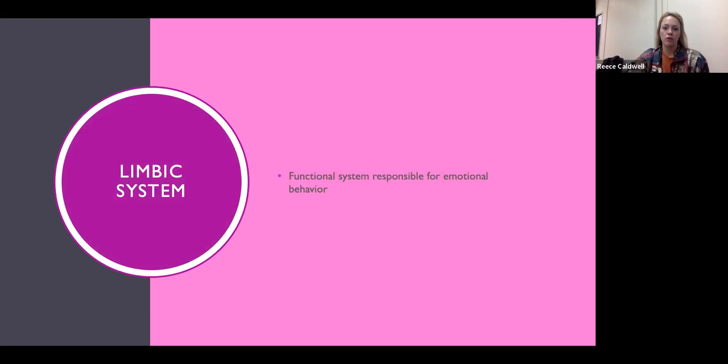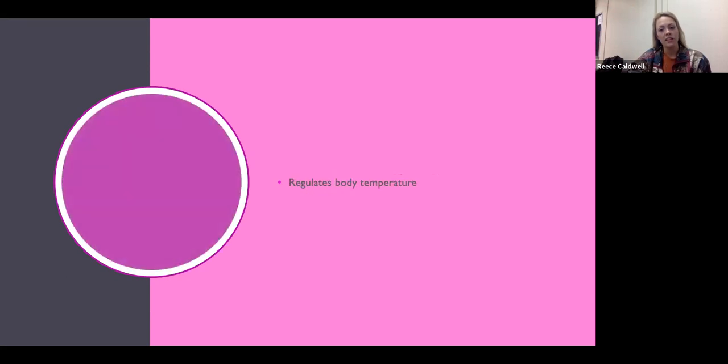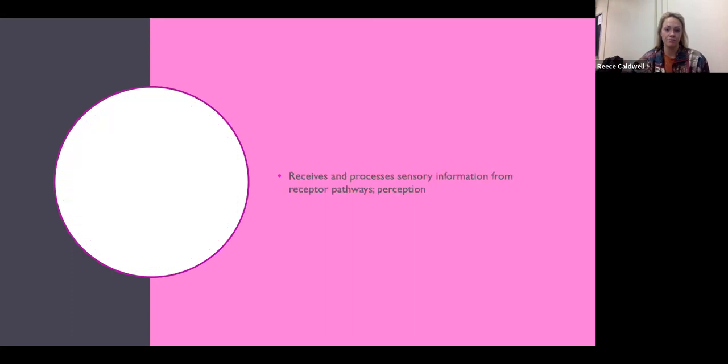Functional system responsible for emotional behavior. That's that limbic system with the amygdala and the hippocampus. What regulates body temperature? That's also the hypothalamus, that homeostatic control. If we get too hot, our cells will start to die. If we get too cold, our cells will start to die. So regulation of body temperature is also regulation of homeostasis.